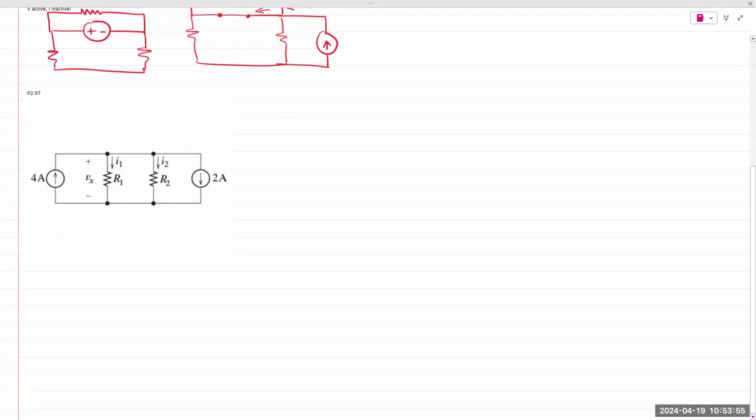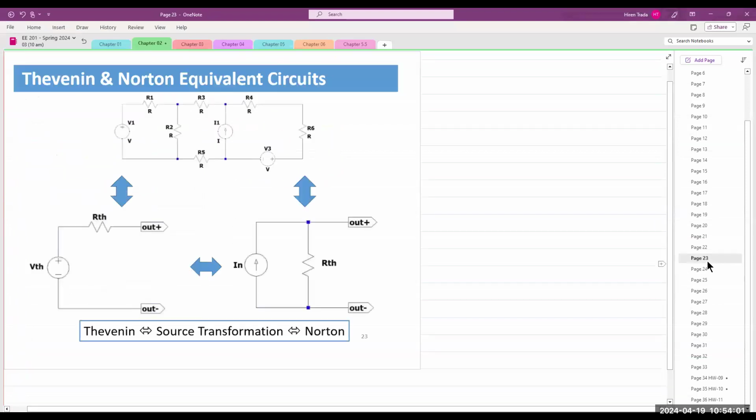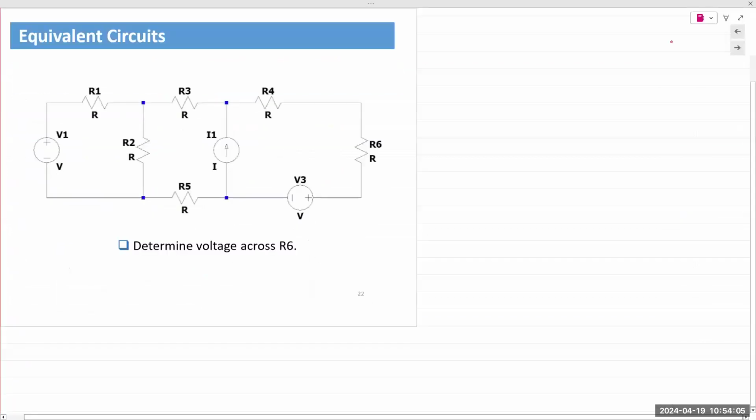All right, there's one more thing. Not quite done yet, not for today. Seven minutes left. I want to talk about the concept of Thevenin and Norton equivalent circuits. This is not a new analysis technique, but it is one of the most important concepts in circuit analysis. Okay, the most important concept in circuit analysis.